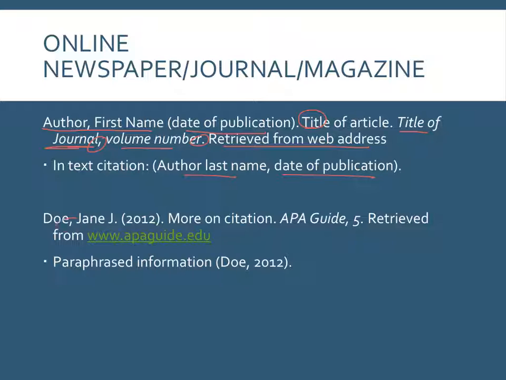Example, Doe, comma, Jane, J. Again, remember that period's there because it's an abbreviation. 2012, period. More on citation, just the M is capitalized, but once again, in that journal name, the whole thing is capitalized as the case may be, so it's APA guide, still capitalized, comma, volume 5, and then period, and then the retrieved from remains the same as the basic website.